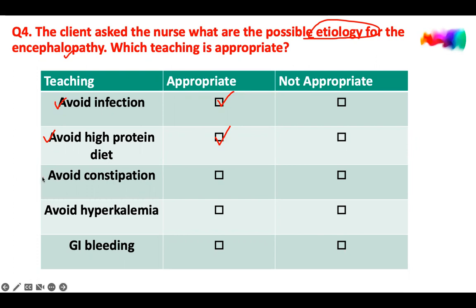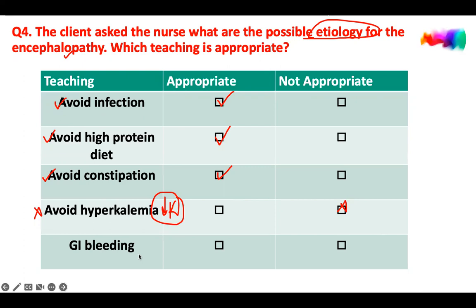Avoid constipation. Yes, because constipation would prevent you from pooping the excessive ammonia out. Then, avoid hyperkalemia? No, you should avoid hypokalemia. Low potassium causes encephalopathy. So this teaching is not appropriate.